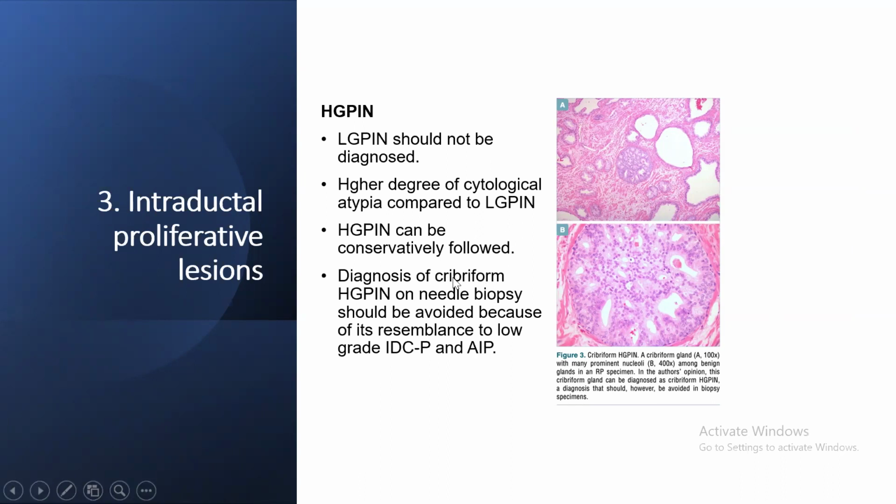One caution given in the WHO 2022 is that the diagnosis of cribriform high-grade PIN should not be given. The cribriform pattern can be seen in intraductal proliferation, such as atypical intraductal proliferation, as well as in intraductal prostatic carcinoma. So the terminology cribriform high-grade PIN should be avoided.